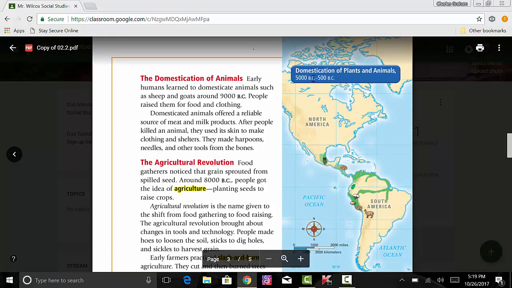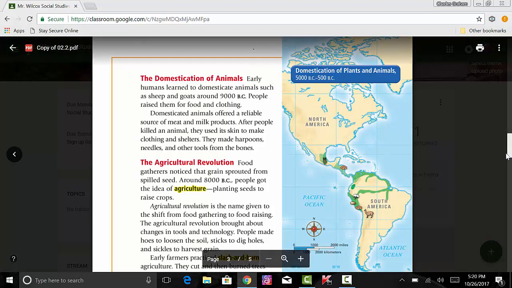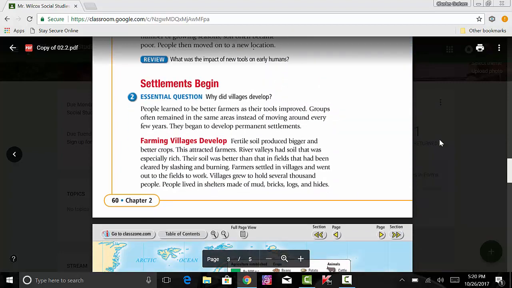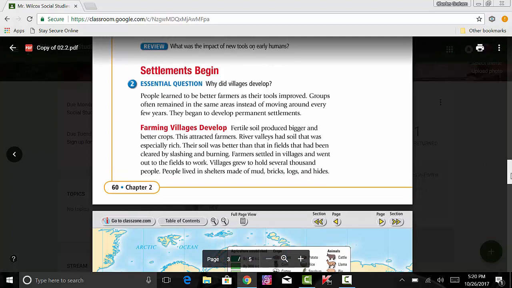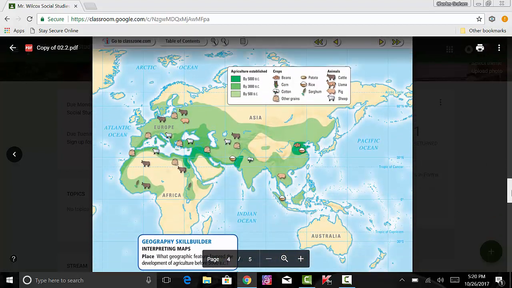Domestication of plants and animals, 5,000 BC to 500 BC. So you're looking at about 7,000 years ago. And this is us here in San Francisco over here. You go south into Mexico and then Central America and then South America down here. And you can look at the different types of things that are being domesticated, crops and animals. Settlements begin. Farming villages develop. Notice I'm not even reading any of the text yet besides the headings. And then here we go.